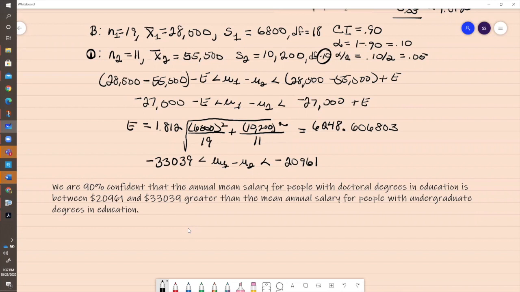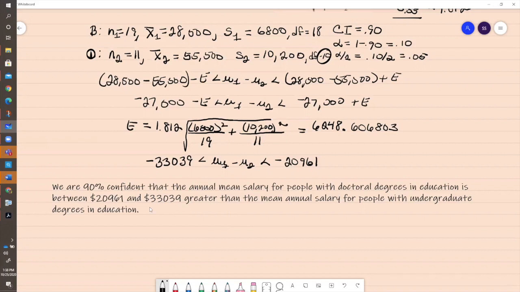You could have worded it that we are 90% confident that the annual mean salary for people with bachelor's degrees in education is between $20,961 and $33,039 less than the mean annual salary for people with doctoral degrees in education. You see how you had to switch the numbers, that 33,000 is more than 20,000. So please don't just write it like this. Doing an interpretation means that you have to look at the work and see what the interpretation is going to be, not just copy word for word. Because if you put 33,000 first and 20,000 second, I'm going to look at you crazy because numbers don't go in that order.